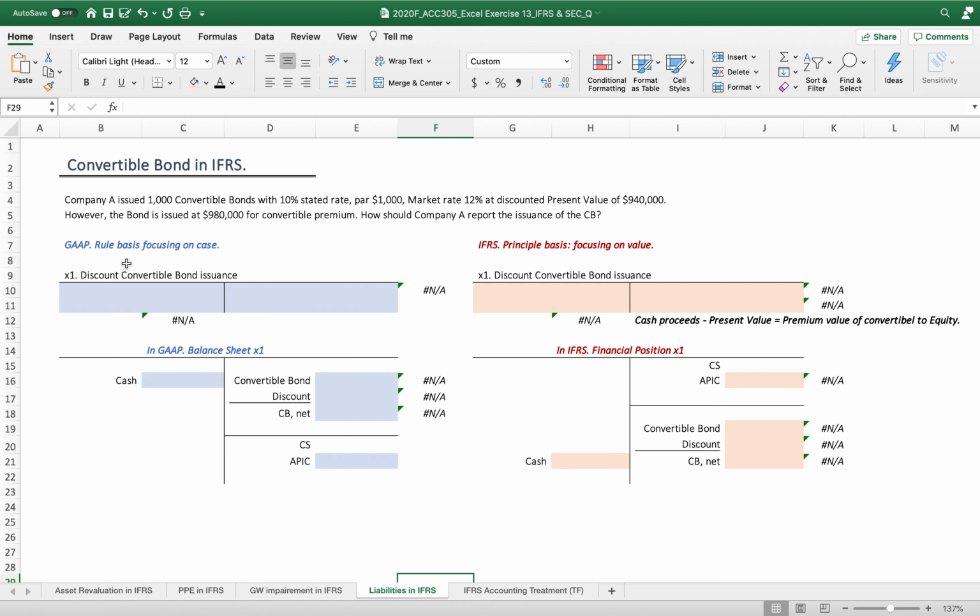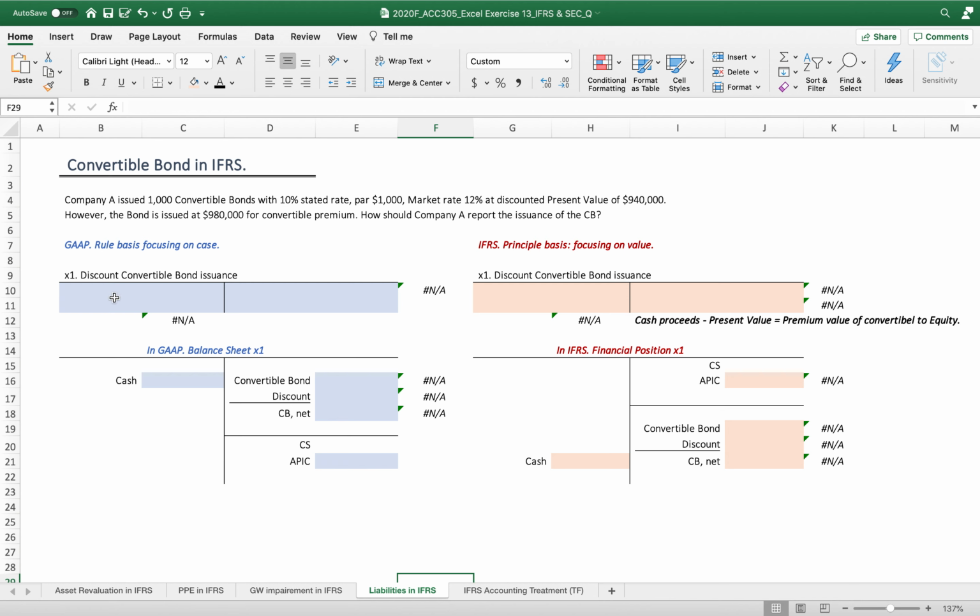Par value is 1,000. Market rate 12% at discounted present value of $940,000. But the bond was issued at $980,000 because of the convertible premium that has the option to convert into the equity at a certain exercise price. How should company A report the issuance of the convertible bond?